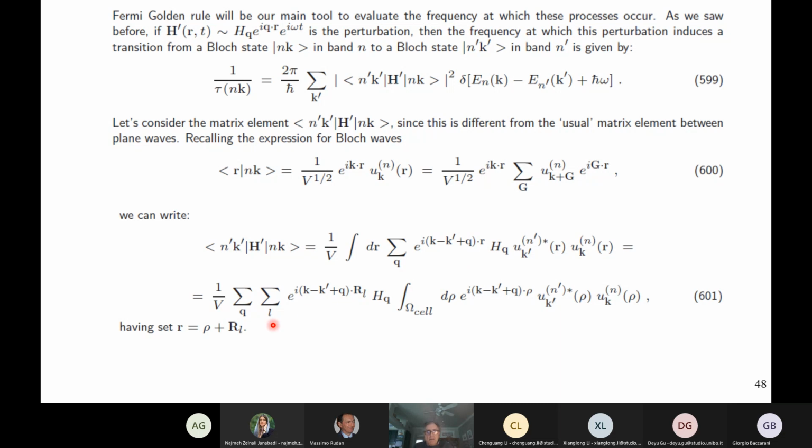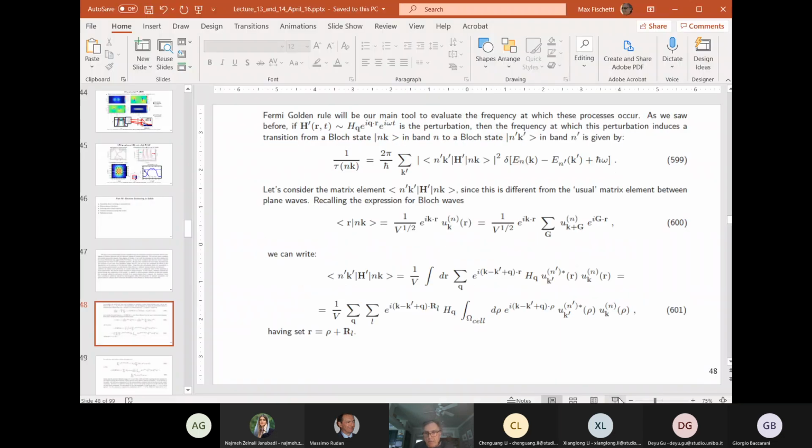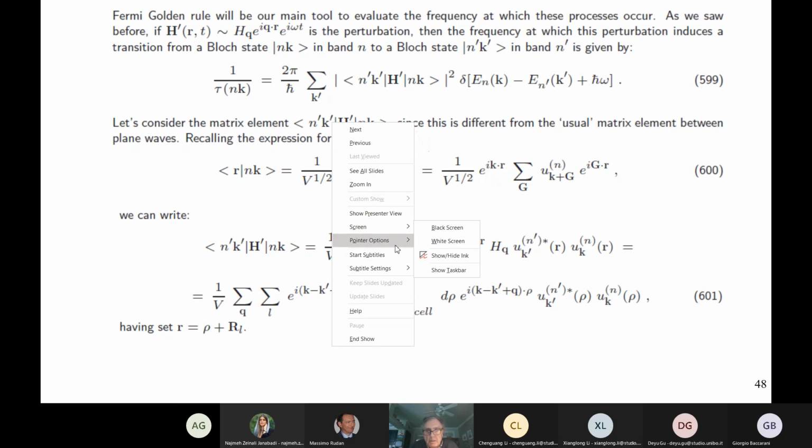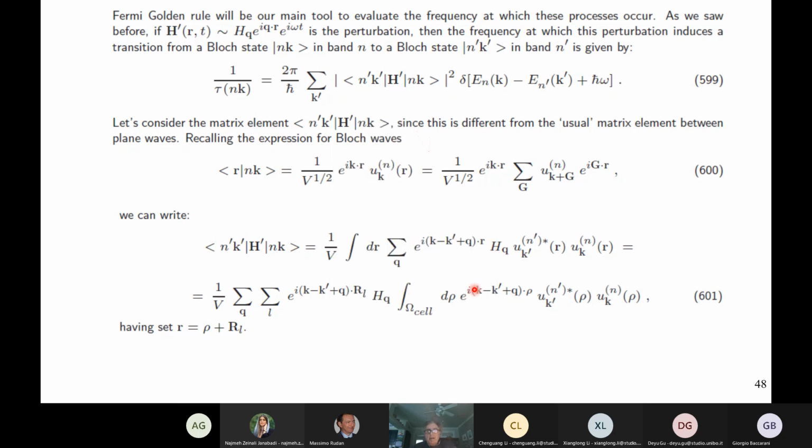It's convenient to express the variable r here, splitting. I'm integrating over the entire space. What am I doing here? I apologize. Okay, and I lost the PowerPoint there. Okay, and so it's convenient to write r, instead of an integral over the entire space, as a sum over cells and then an integral over each cell.